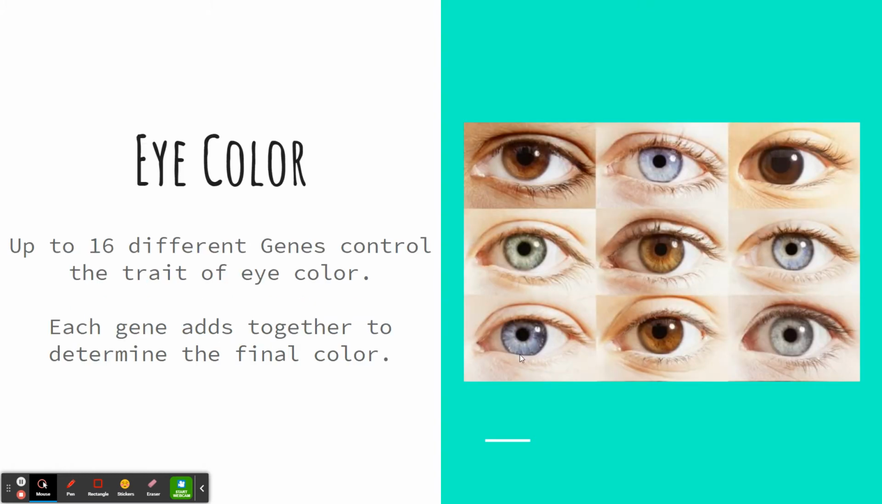Eye color is an example of this. You notice that we have those basic colors, brown, blue, green, gray, but there are so many different shades and differences in eye color. That's because 16 different genes are believed to control the trait of eye color. Those genes all work together. So you'll get two alleles for the first gene, two alleles for the second gene, two alleles for the third gene, and all of those alleles have to be read together in order to determine the final color of your eye.